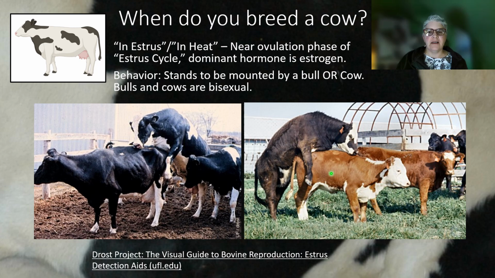So you can see here a cow standing to be mounted. That is the definitive behavior of estrus in cows, just standing and not walking away. So they're standing to be mounted by either a bull or a cow. This one's a bull, this one's a cow. This cow doesn't care. They're going to stand for whatever animal's willing to mount them. And that's a feature of cows and bulls, that they are bisexual. They will interact with both sexes.